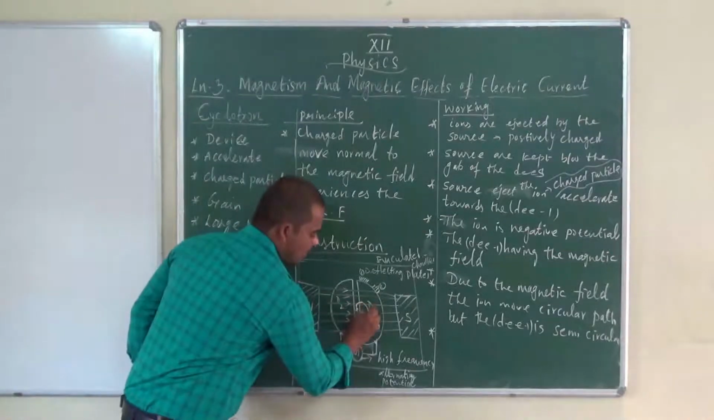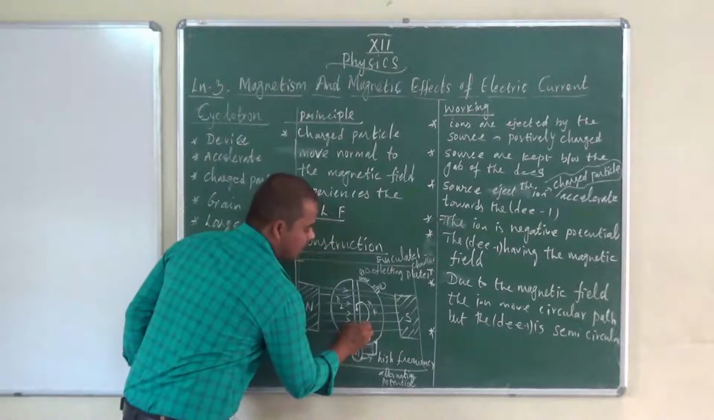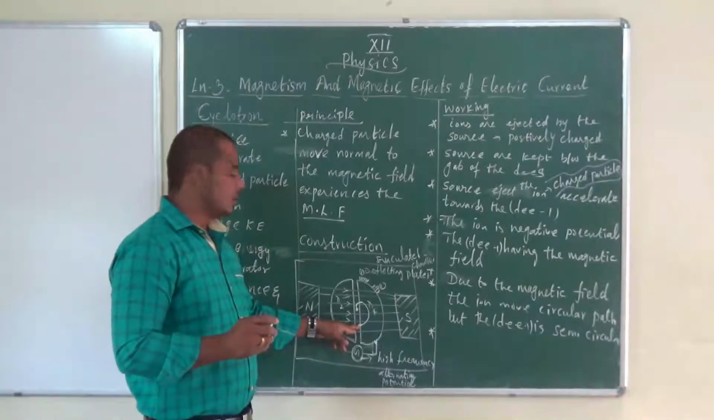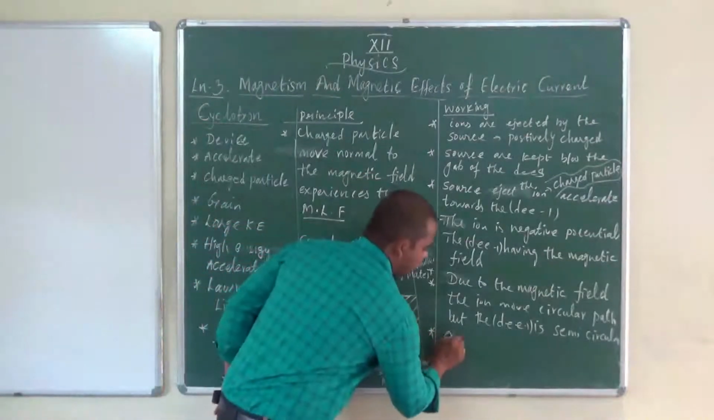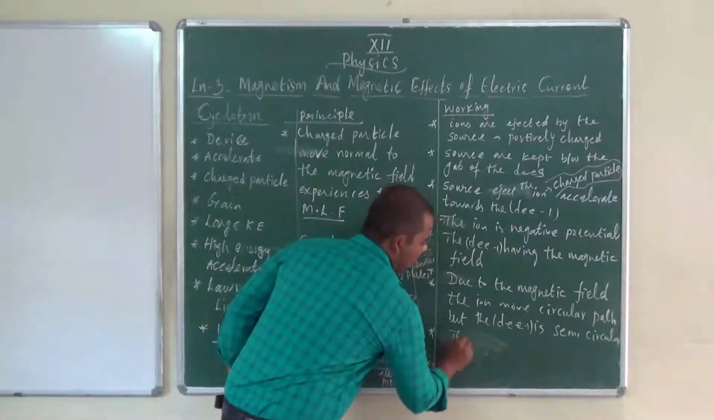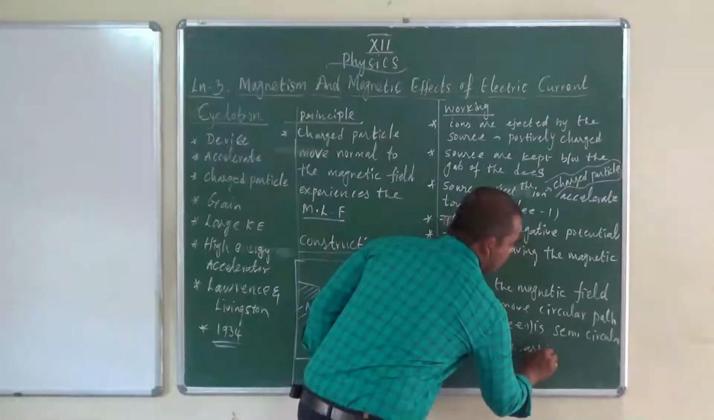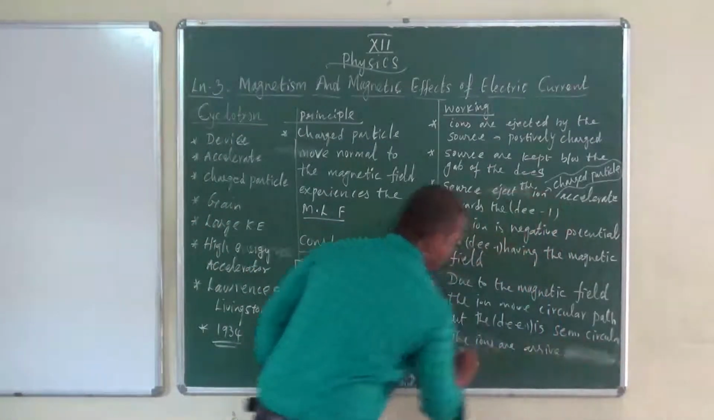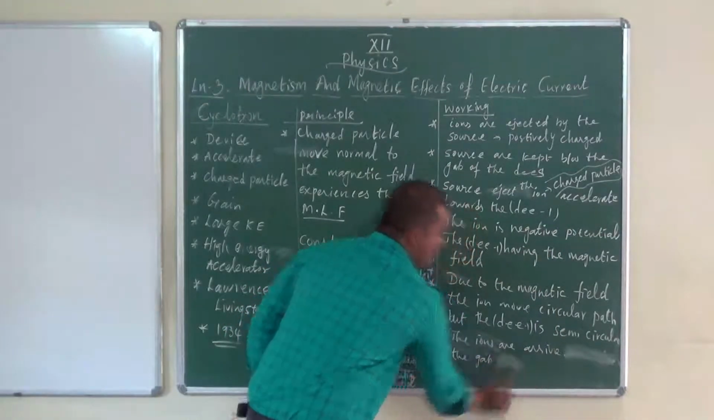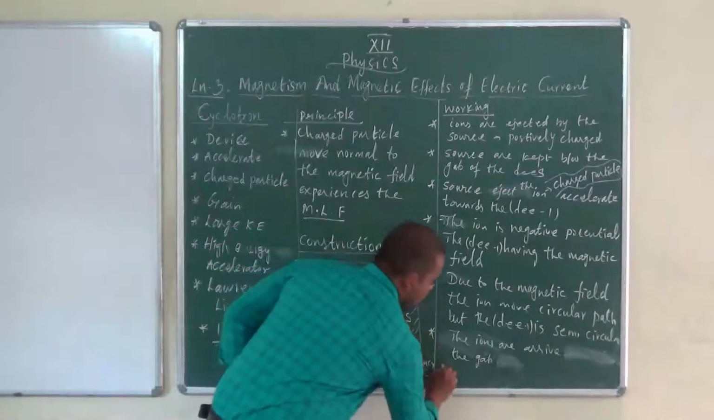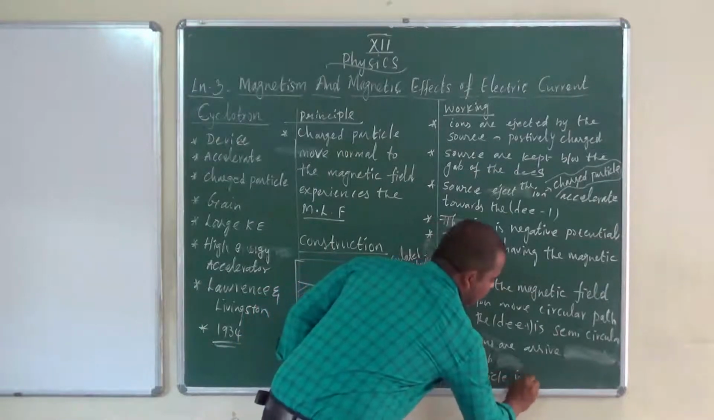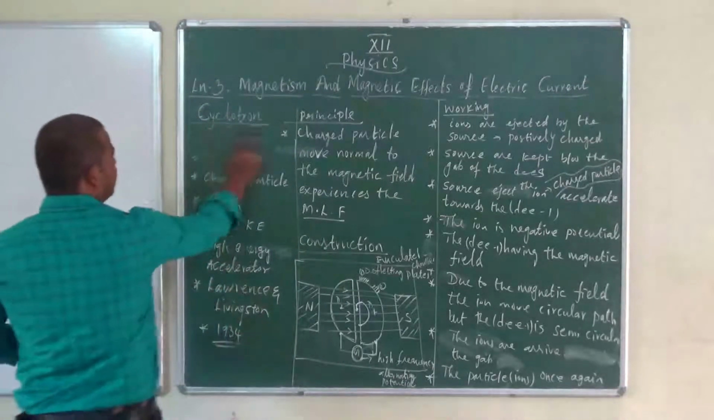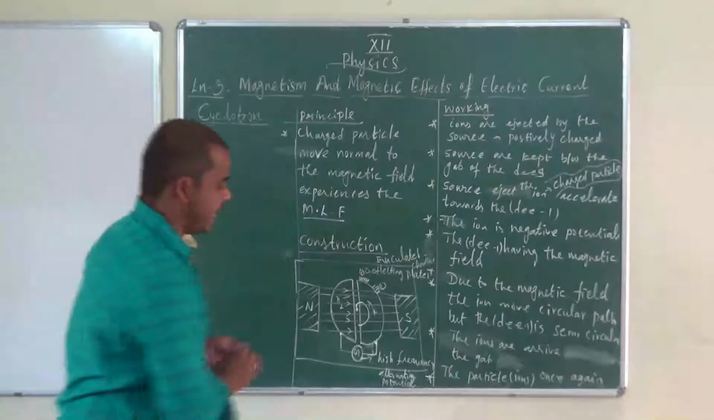It comes to the gap. The particle cannot move further, that means it arrives in the gap. It is not able to move into another D on its own. Once again they accelerate. The ions arrive near the gap and stop. Here particle means ions. Once again we accelerate them.